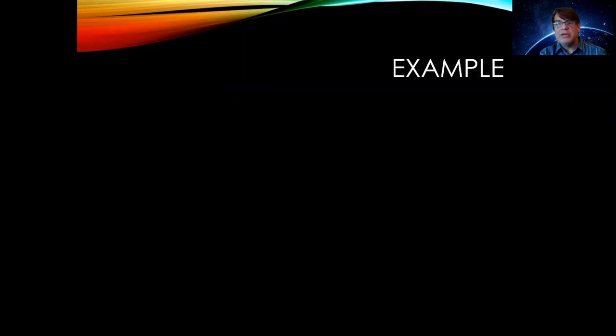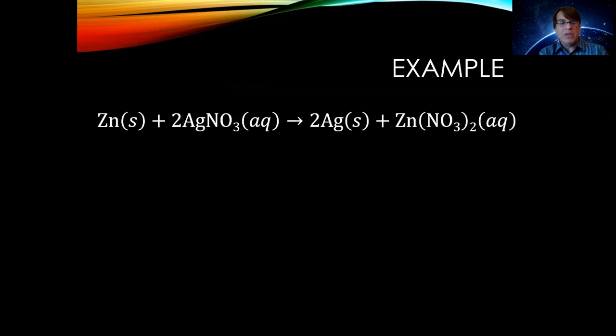Okay, so here is an example. Let's say we have some solid zinc, and we're going to mix it with silver nitrate in aqueous solution. What is that going to yield? Well, it's going to yield 2 solid silver, take that to the bank, plus zinc nitrate in aqueous solution. So there's the basic reaction.